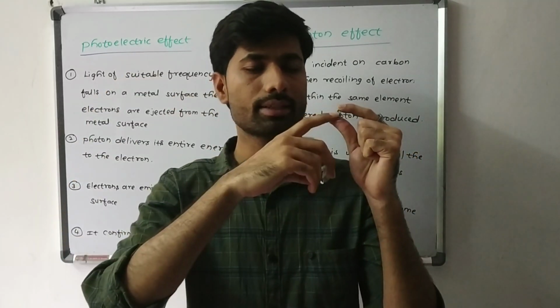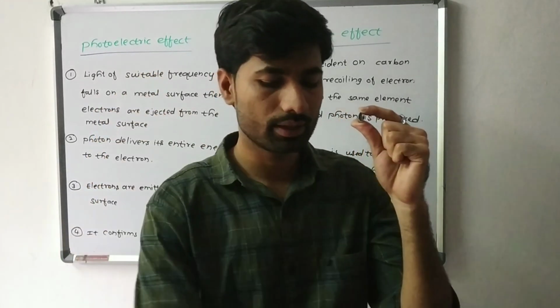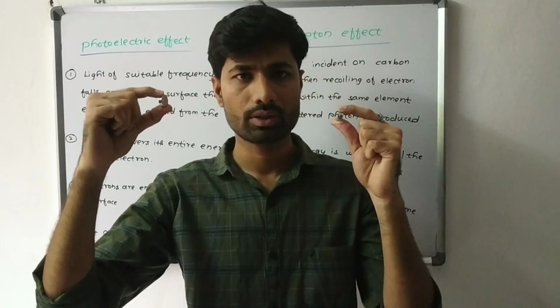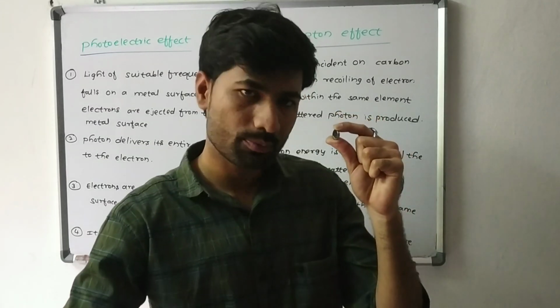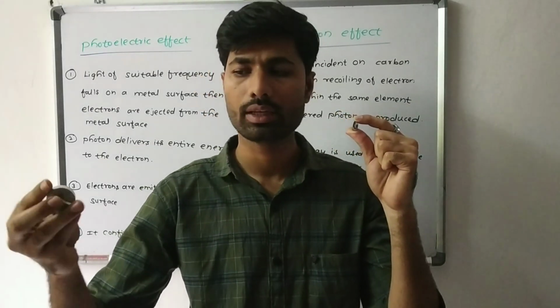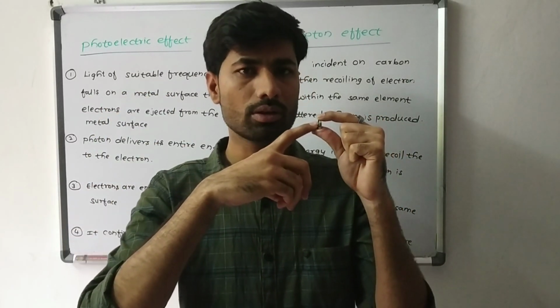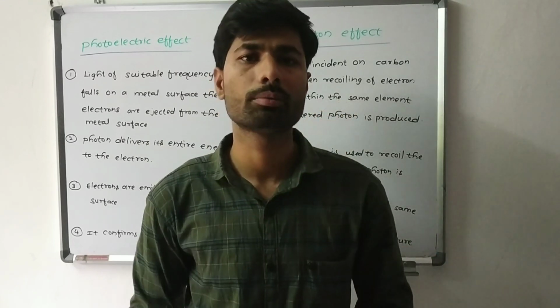Now it hits this electron, then the electron needs sufficient energy. For example, if we are providing this much energy, then the electron may have come out of the surface, but here we are providing a very large amount of energy. Due to this large amount of energy, the electron is going to recoil within the same element and some scattered photon is going to be produced.